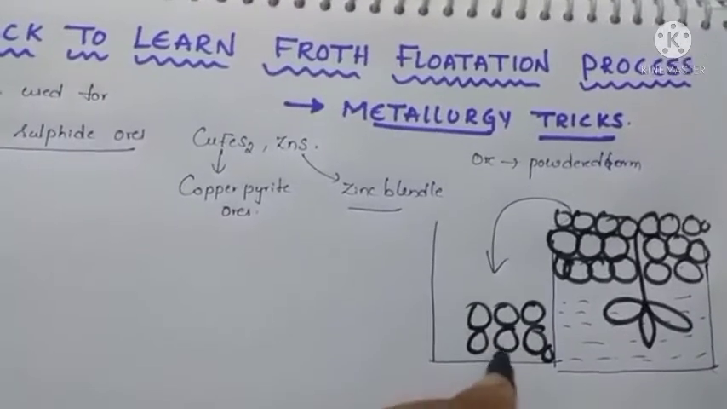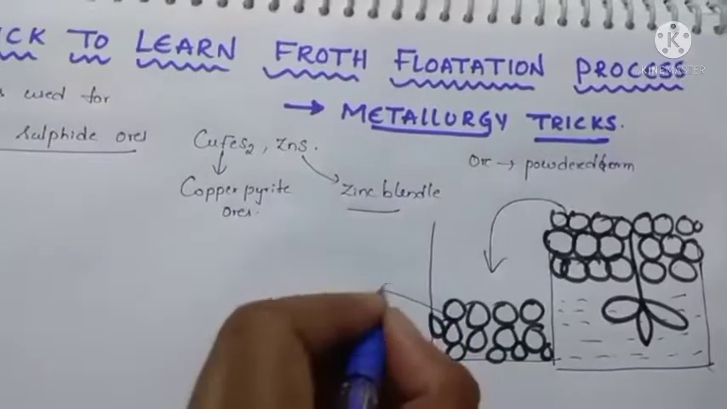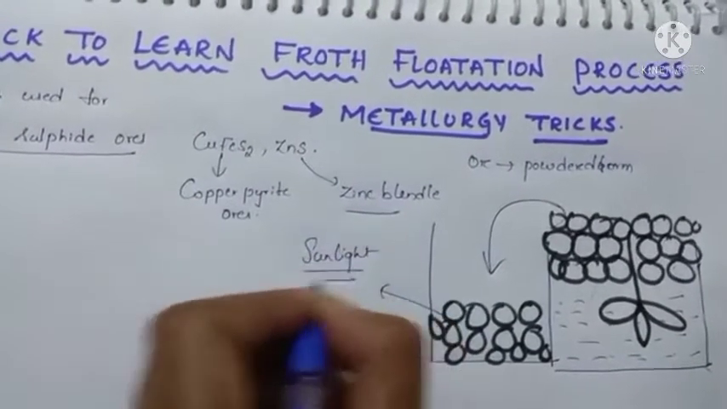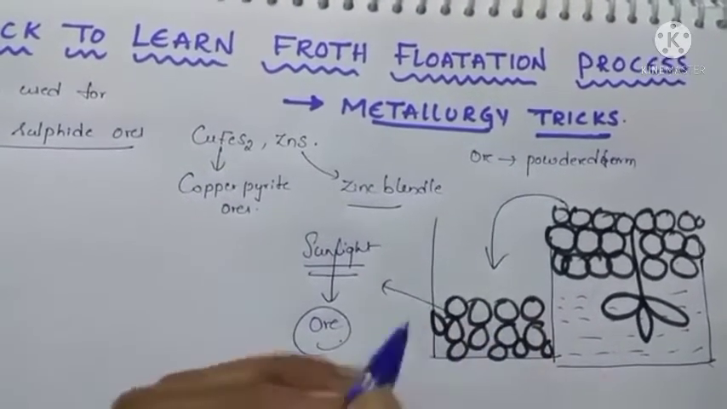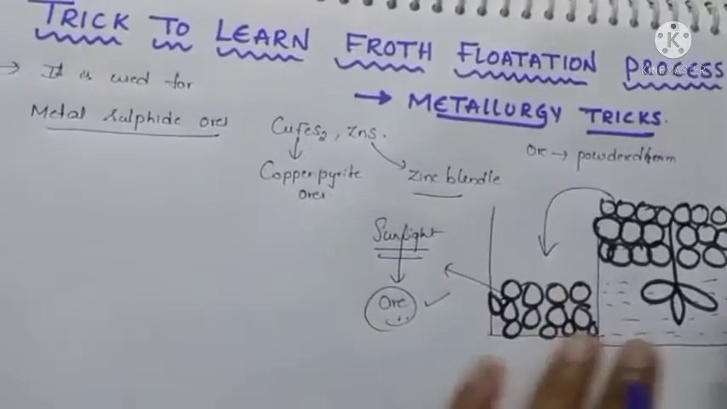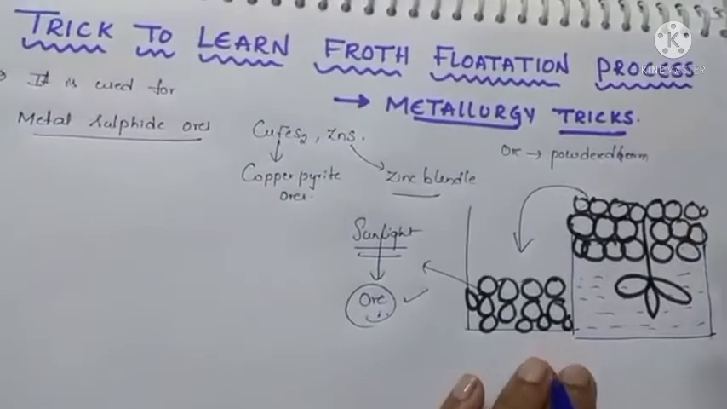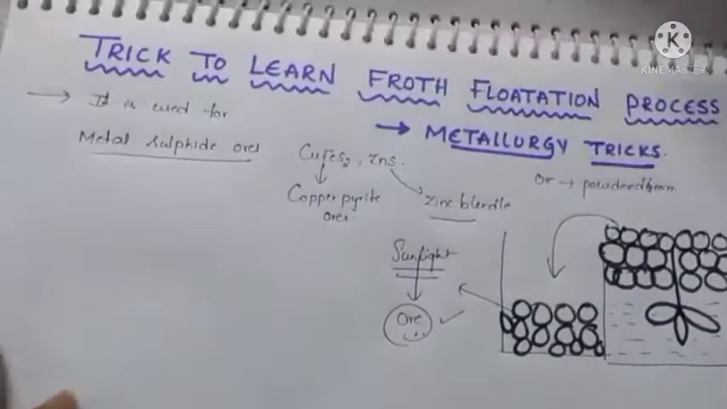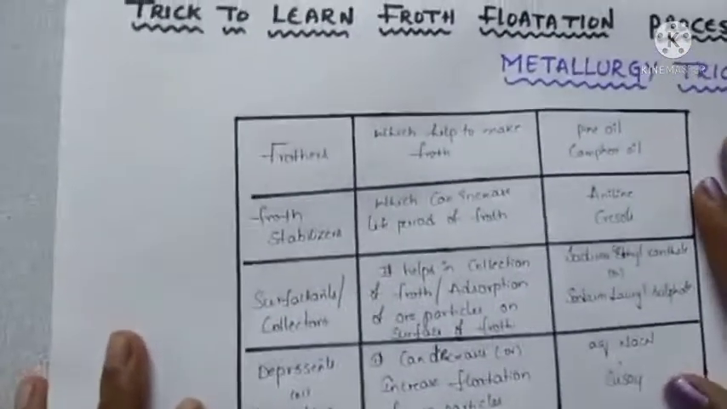Later from here, it is collected and it is dried under sunlight. From there, we get the ore. All the impurities will be removed and we get the ore. See, this process won't take place on its own by simply. We have to do some steps for that. Let us see the way to learn it. I made it into a chart so that you can learn in an easy way.